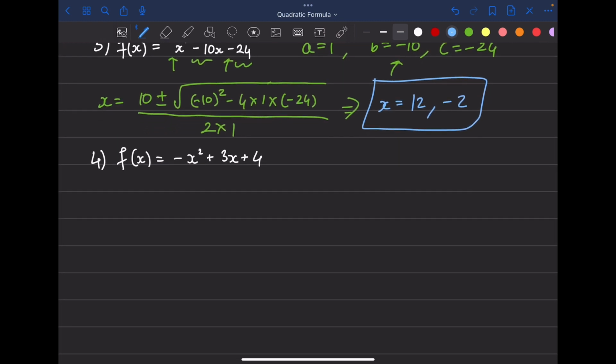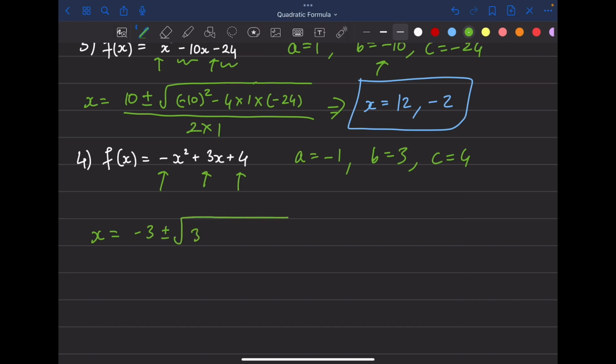Okay, now the last question, f of x is equal to negative x squared plus 3x plus 4. So once again, declare a, b, and c's. So a is equal to negative 1 this time because there's a negative here. B is equal to 3, pretty simple, and c is equal to 4. Okay, let's put this in a calculator. So first I'm going to write it down here. X is equal to negative b, so negative 3, plus minus the square root of 3 squared minus 4 times negative 1 times 4, all over 2 times negative 1.